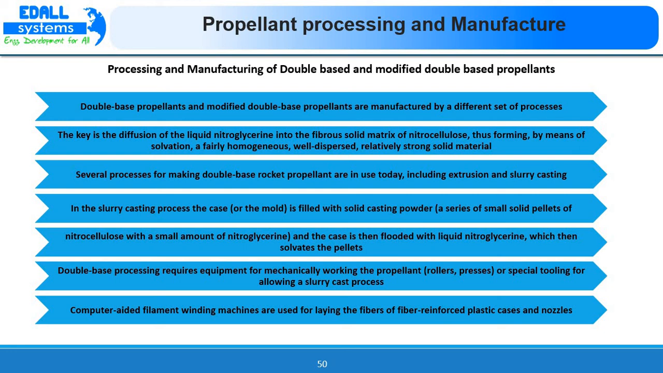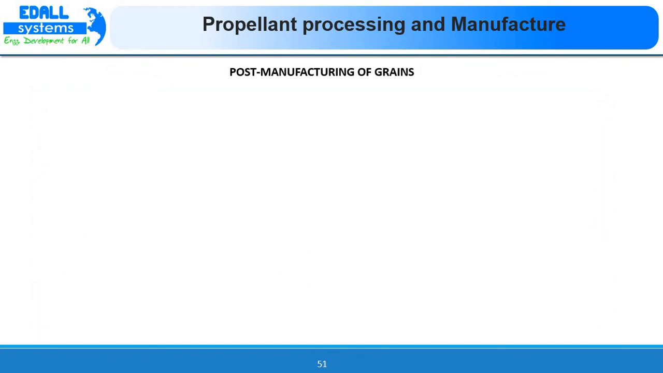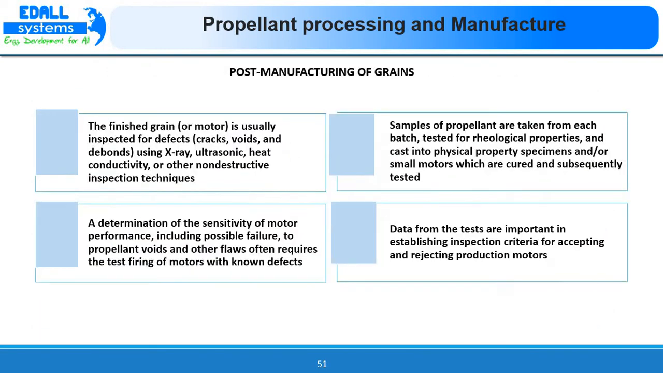Double base processing requires equipment for mechanically working the propellant, that is rollers or presses, or special tooling for allowing a slurry cast process. Computer-aided filament winding machines are used for layering the fibers of fiber-reinforced plastic cases and nozzles. So mostly slurry casting and extrusion is used for double base and modified double base propellants. Next we will see post-manufacturing of grains, what all tests are carried out.